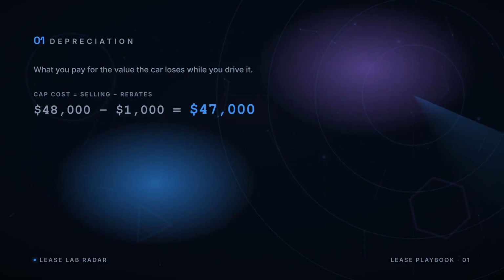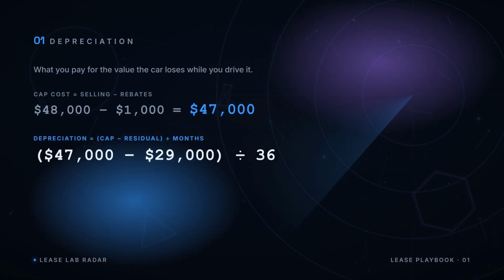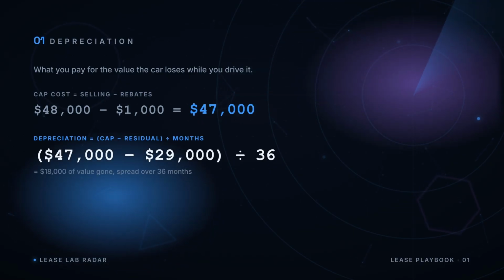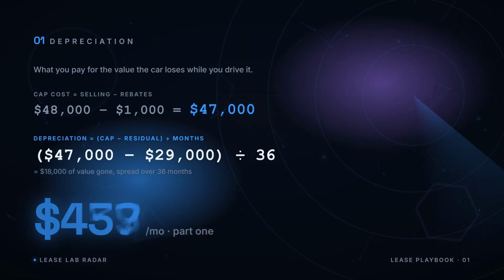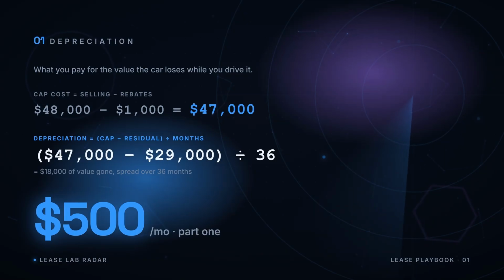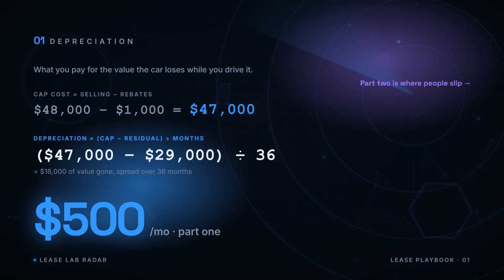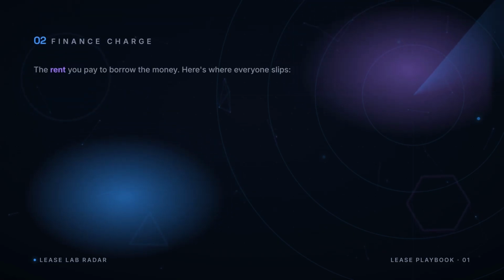Now the depreciation itself. Take that cap cost, subtract the residual, spread it over the months. $47,000 minus $29,000 is $18,000 of value gone. Divide by 36, $500 a month. That's part 1, the big half. Part 2 is where people slip. The finance charge, the rent you pay to borrow the money.